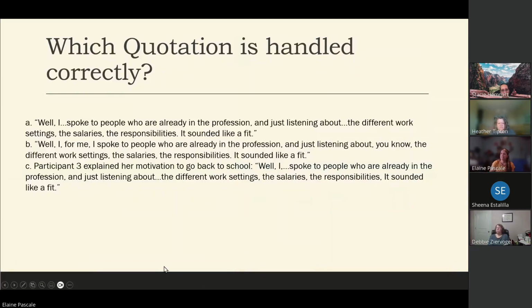So if we look at these three, which quotation is handled correctly? Meaning it has a citation, it has a signal phrase. Would it be A, B, or C?